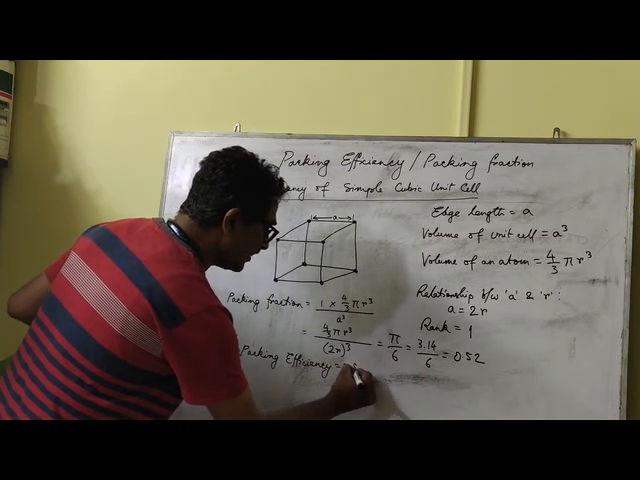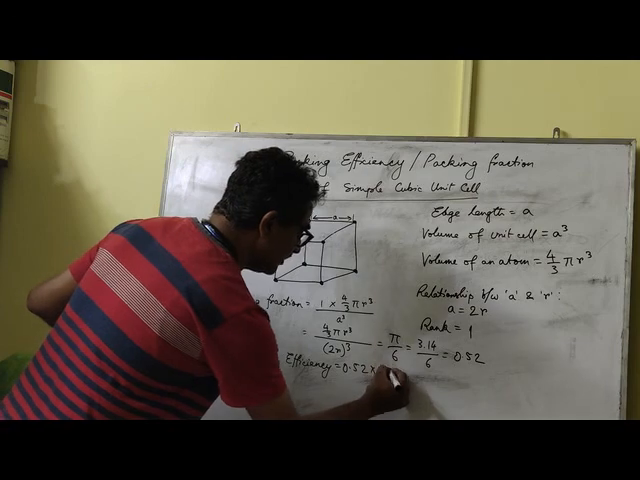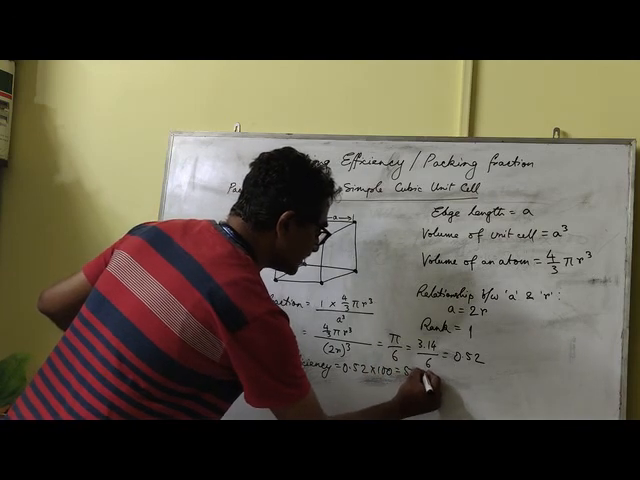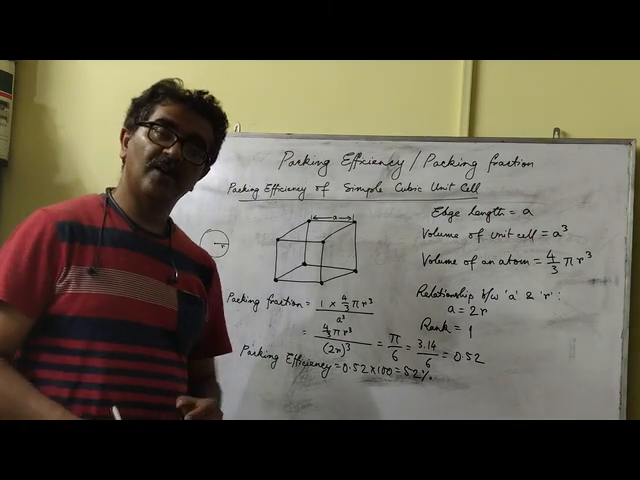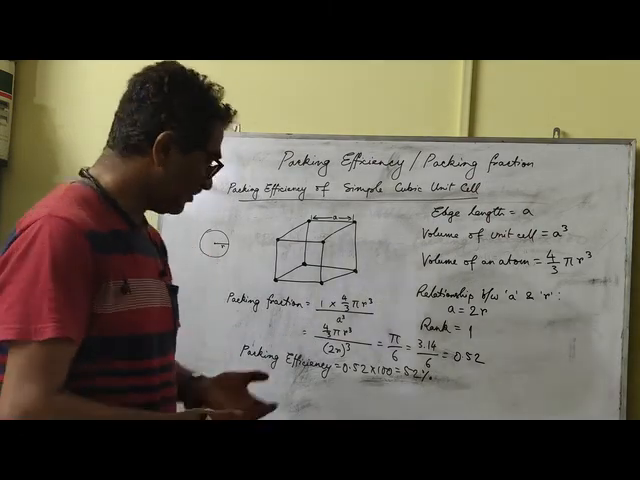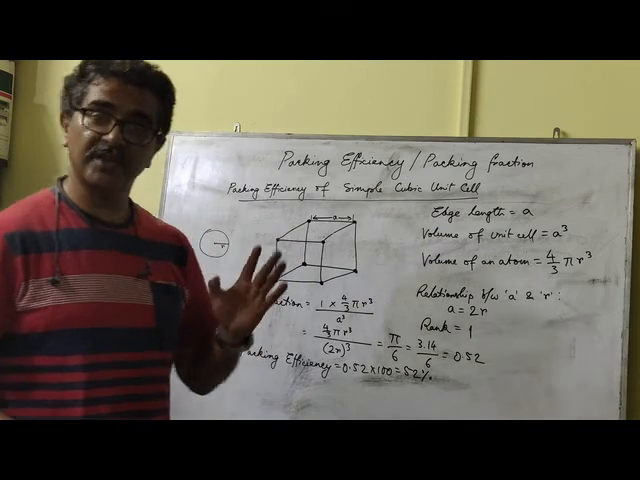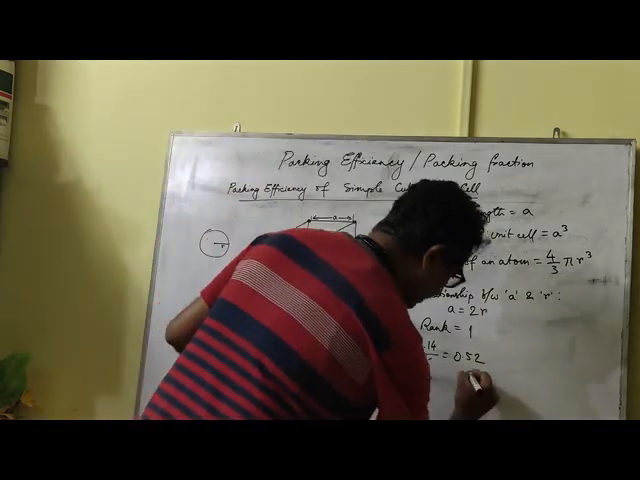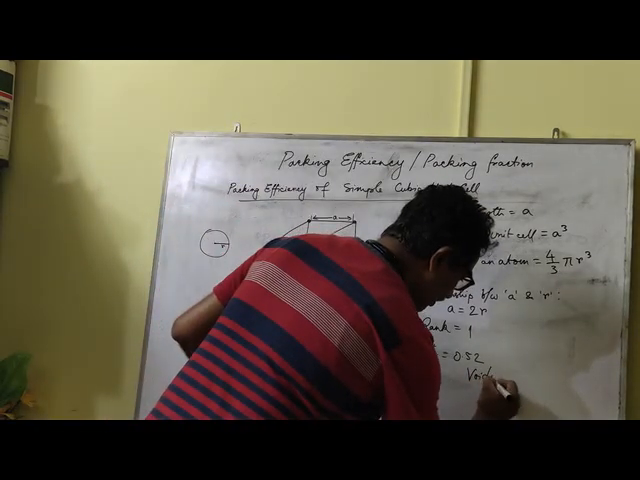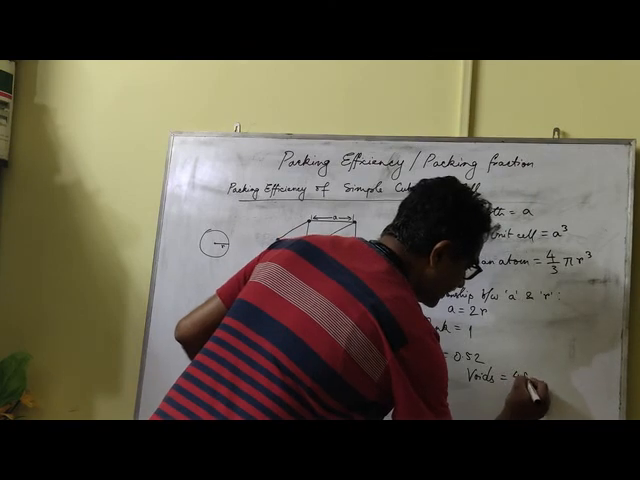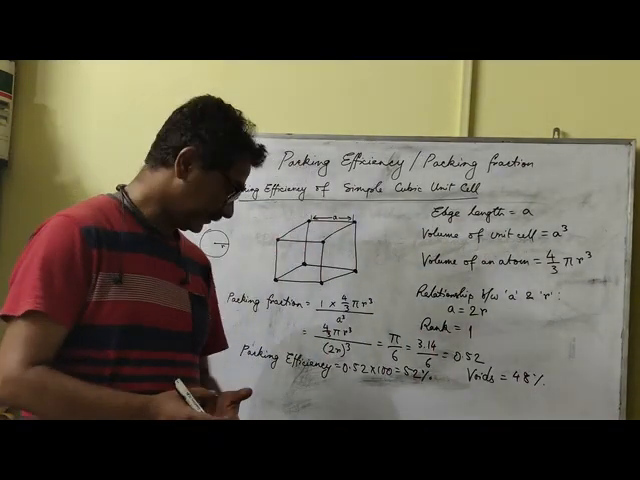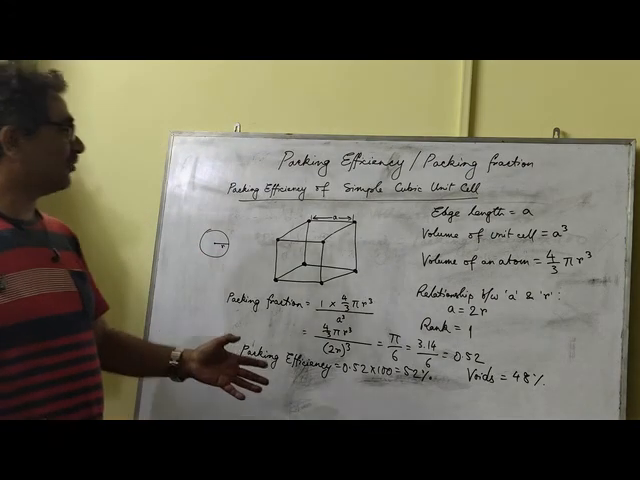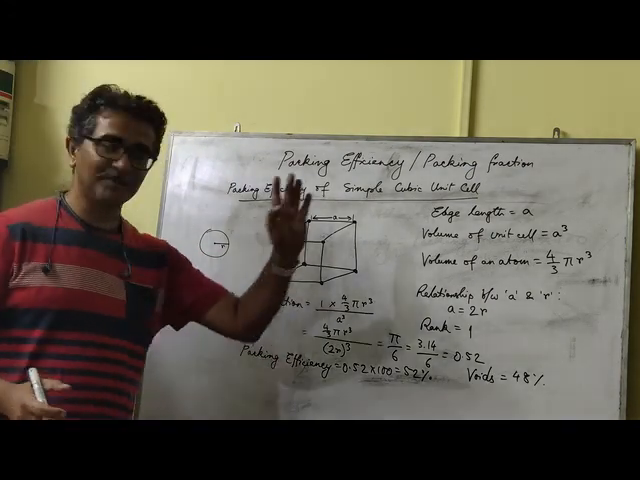So 0.52 into 100, we get 52%. And what percentage of empty space do we have over here? We have 100 minus 52, that is 48%. This particular thing is technically called voids. So voids is 48%. That is the amount of space which is empty. So that is how we calculate the packing efficiency of a simple cubic unit cell.